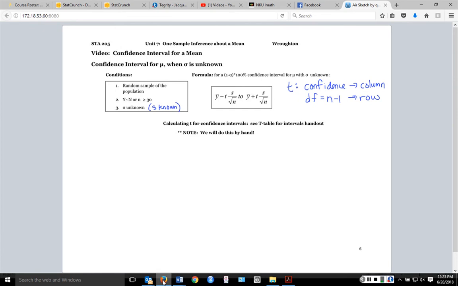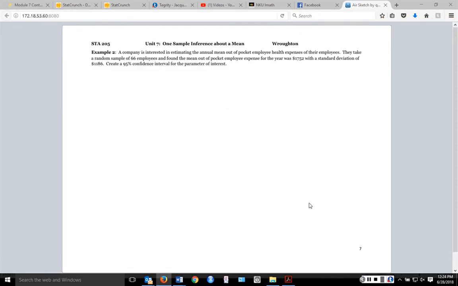From here we will actually go ahead and dive in and do an example. So let's read through our example. A company is interested in estimating the annual mean out-of-pocket employee health expenses for their employees. They take a random sample of 66 employees. So that's going to tell me then that my sample size will be 66. And found the mean out-of-pocket employee expense for the year was $1,752. Okay, that's coming from just those 66 employees.